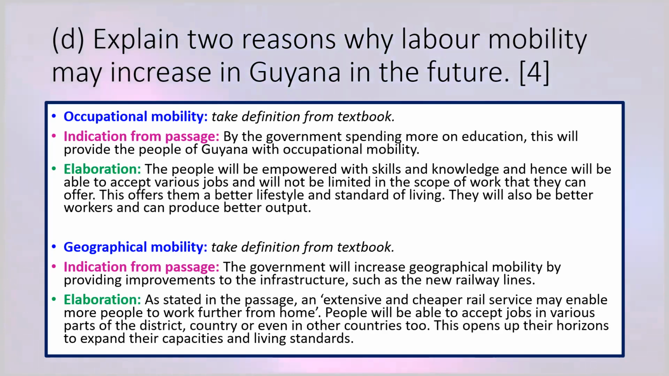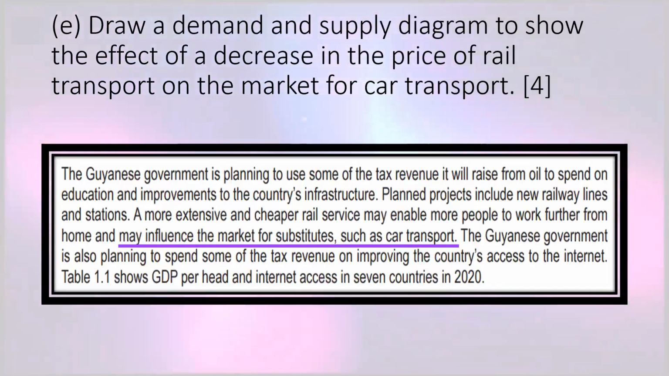Okay. Next, part E. Draw a demand and supply diagram. Now, they always have a diagram question. It's either a 4-mark question or 6-mark question. So if you see what is done down here, they want to know if, let's say, the price of rail transport decreases, what happens to car?